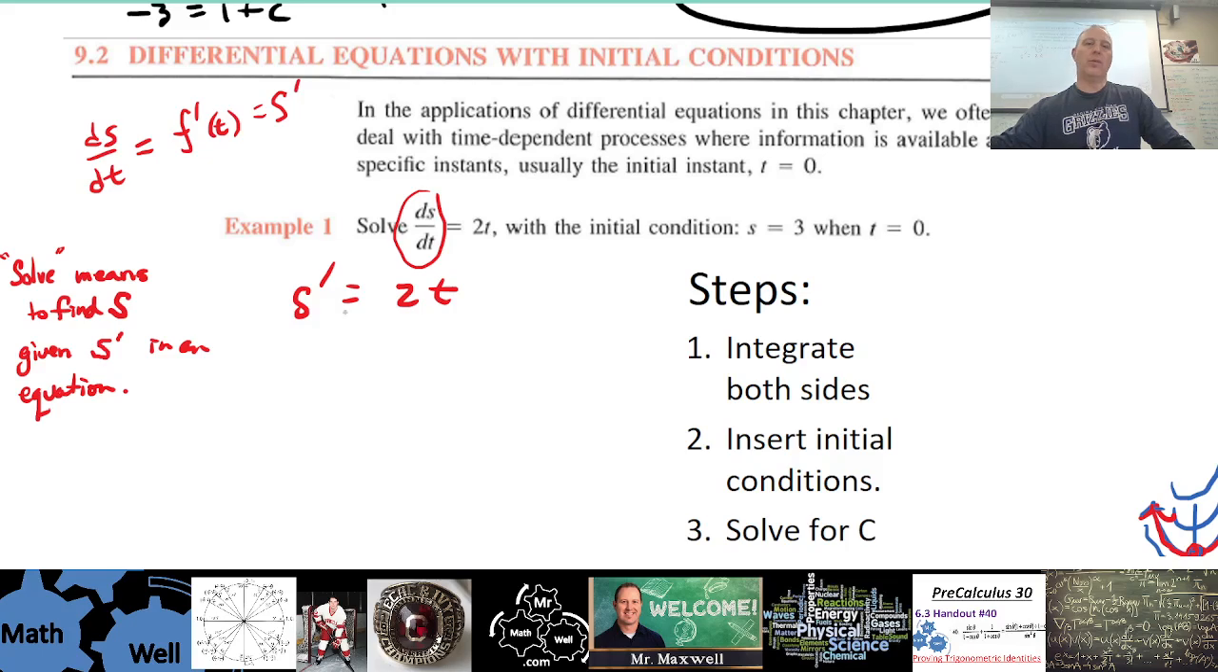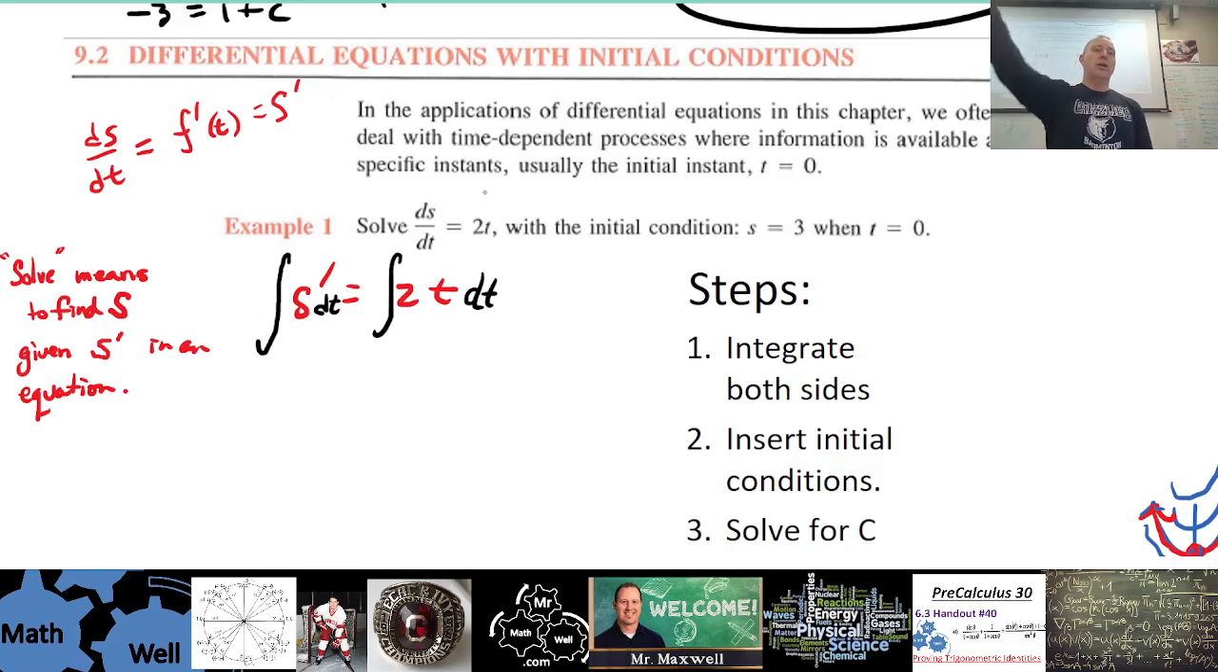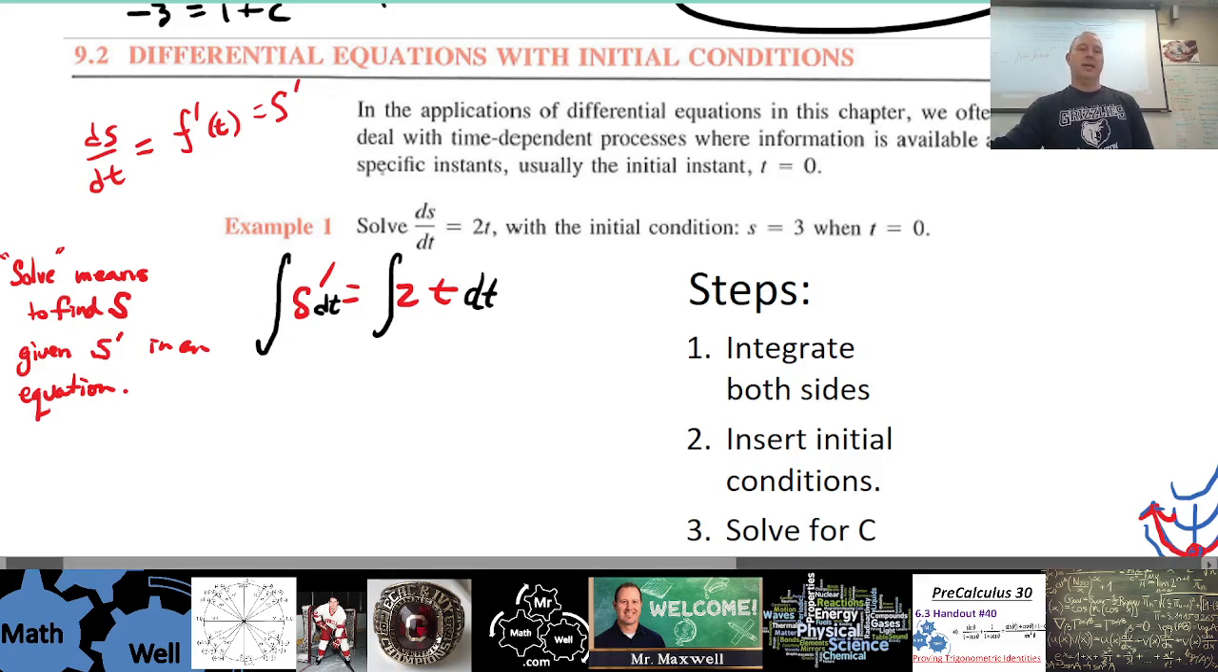All right, so what we're going to do is we're going to integrate both sides. And we're going to integrate with respect to the variable. So this is the integral of s prime dt, and this is the integral of 2t dt. Okay, so we integrate both sides. And remember, the properties of equations, what you do to one side of an equation, you should do to the other to maintain the equality. So you want to have your s prime or your ds/dt all alone on one side.